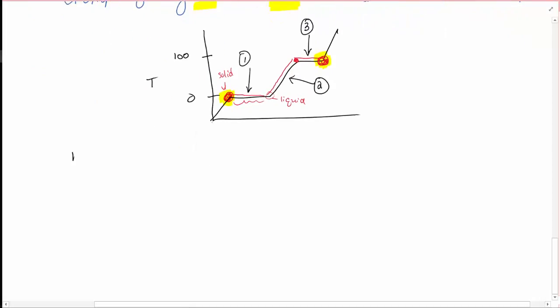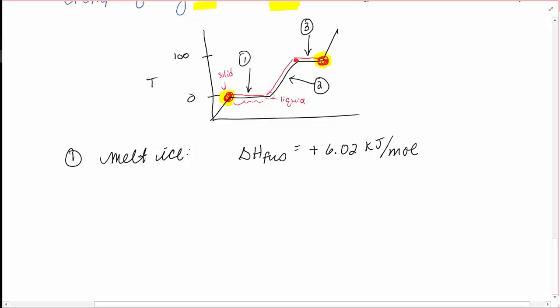Number 1, let's find out how much energy it takes to melt the ice. So we're going to use the heat of fusion here. That's the place we use it. It's 6.02 kilojoules per mole. Is it energy in or out to melt it? It's energy in, so it's a positive value. Great. I have 20 grams of ice.